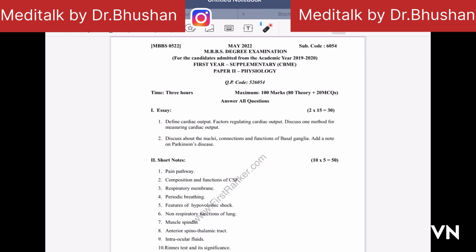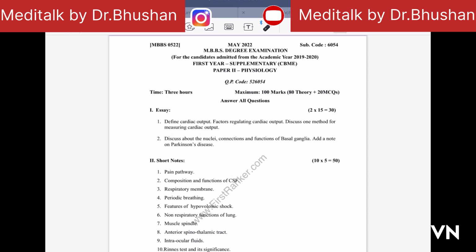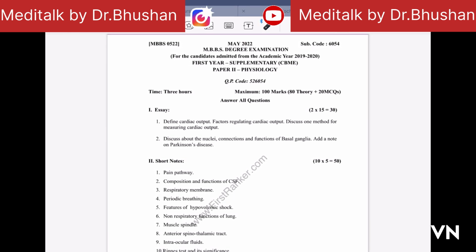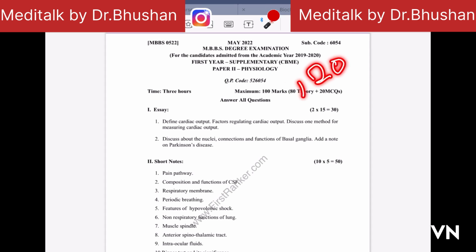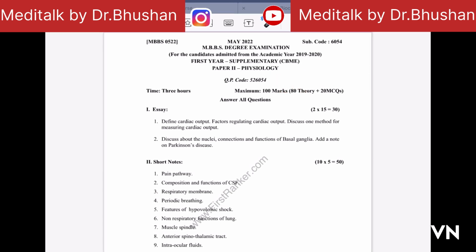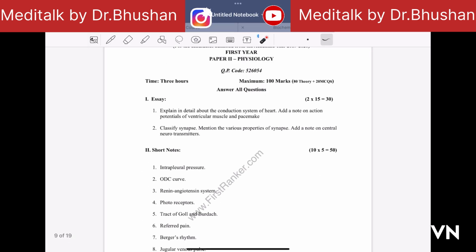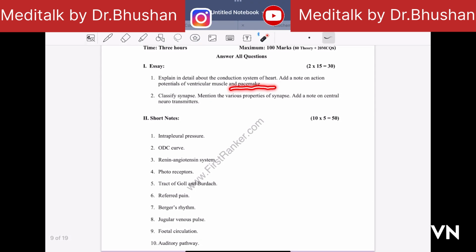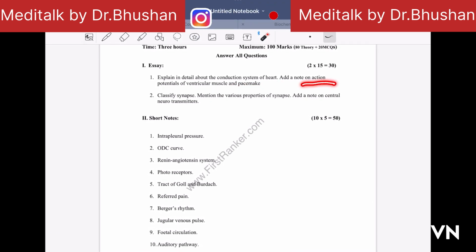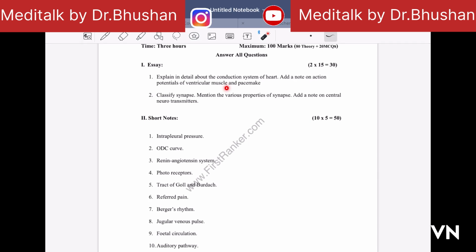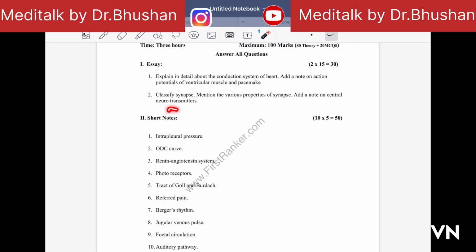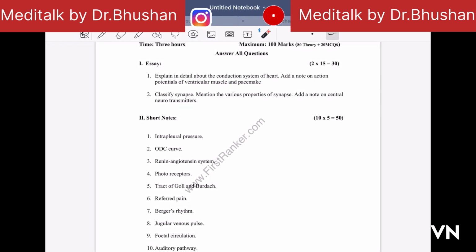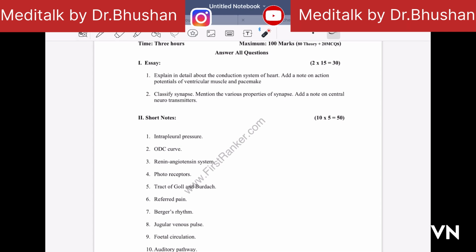From 2022, the University changed the pattern with 20 marks MCQ and 80 for the theory. Feb 2022. Explain in detail the conduction system of the heart. Add a note on action potential of ventricular muscle and pacemaker. Classify the synapses. Mention the various properties of synapses. Add a note on central neurotransmitters.